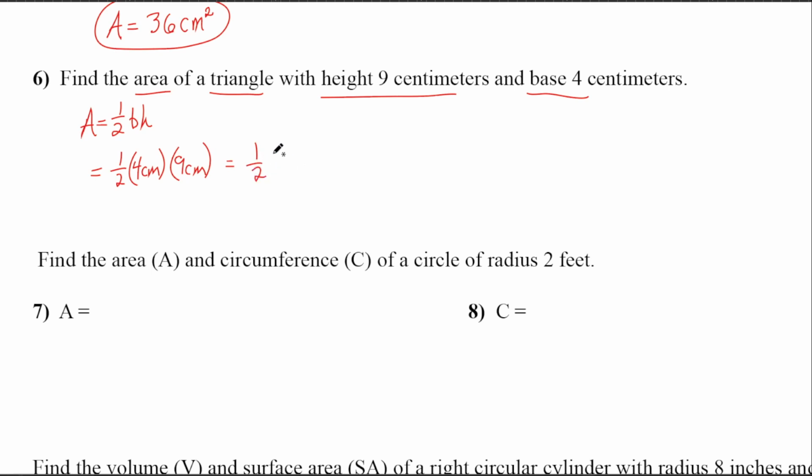So it's 1/2 times what? 36, because 9 times 4 is 36. Look at your units. It's in centimeters, and it's centimeters times centimeters, which is going to be centimeters squared. Let's finish this off. 1/2 of 36 is 18 centimeters squared. That's how you do that.